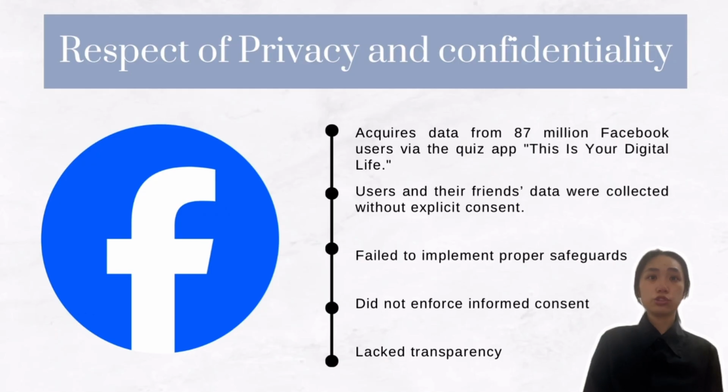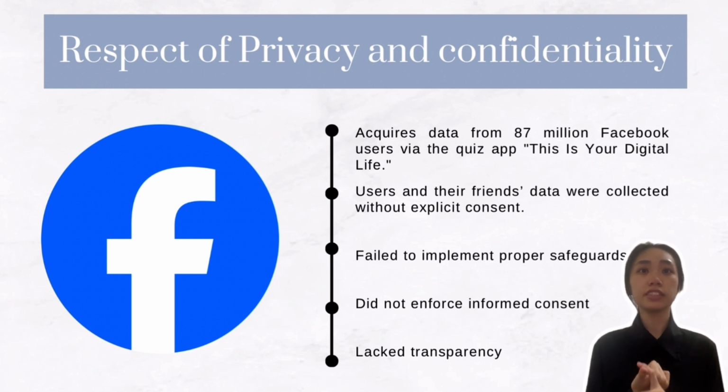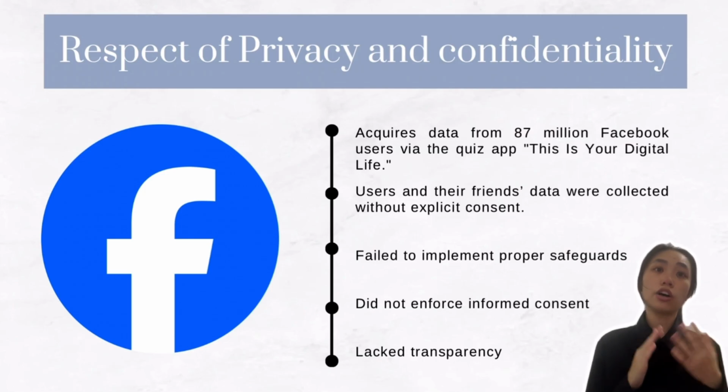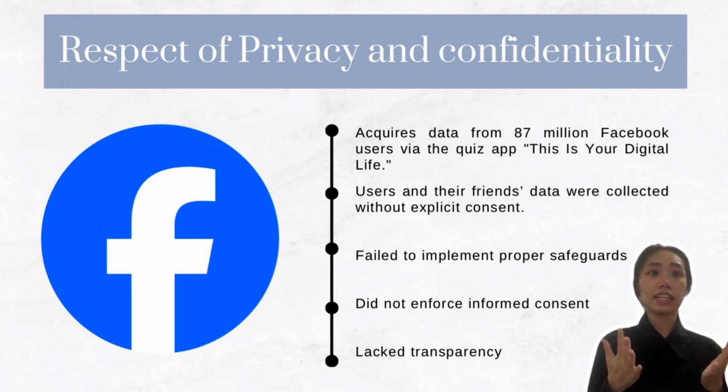The fourth ethical issue in the Cambridge Analytica scandal is respect for privacy and confidentiality. The scandal exposed a serious breach involving the unauthorized collection and use of personal data. Through a personality quiz app called This Is Your Digital Life, data was harvested not only from users who gave consent, but also from their Facebook friends without their knowledge or approval. This resulted in the exposure of sensitive information from approximately 87 million individuals.